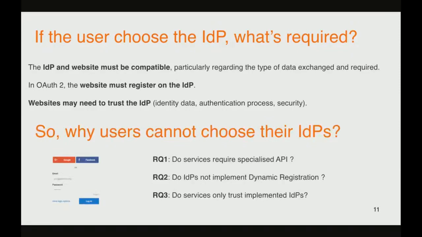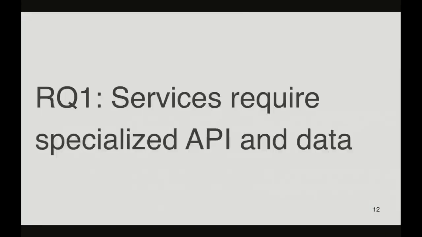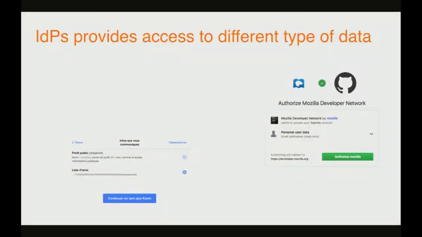To answer these questions, we did an OAuth study trying to find which types of data are requested by websites, and whether websites mainly require specialized data, which I will define later, or basic authentication data, or just user identity. If you use social login, you may know this type of pattern where the identity provider is requesting the user to authorize the website to access some information.